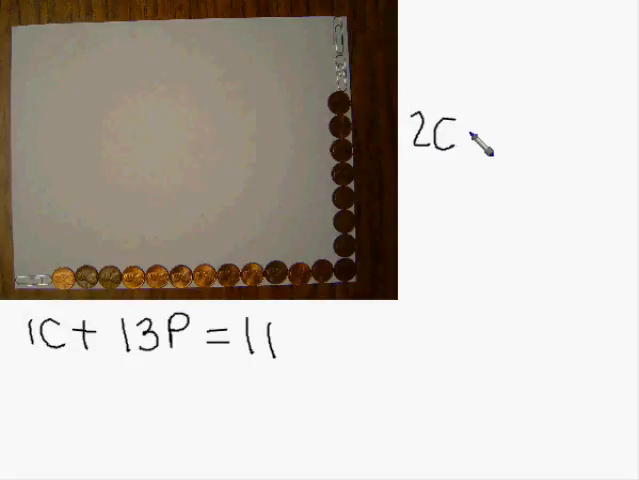What our picture is showing us is that one paper clip plus 13 pennies fits on the side of size 11 inches. Meanwhile, two paper clips plus 8 pennies fits on the side of size 8.5 inches. So by solving this system of two equations, we should be able to solve for C, the size of our paper clip, and for P, the size of our penny.